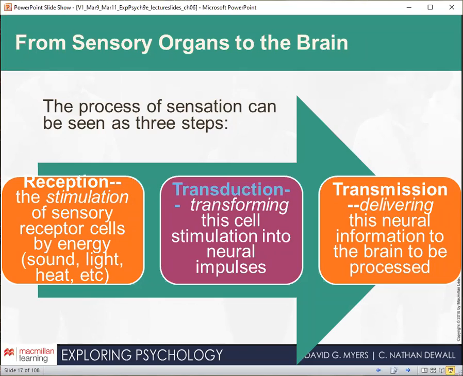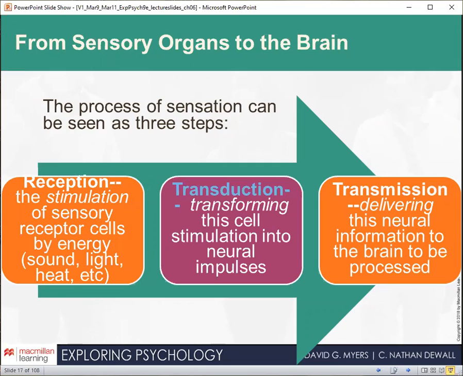And this is how do we get from our sensory organs detecting something in the environment to our brain perceiving something. First, we start off with reception: the stimulation of sensory receptor cells by energy. It can be sound, light, heat, etc. Some sort of stimulus out in the environment, out in the world. And we have the sensory receptor cells in order to detect them. All right, so we receive them. Once we go to those specialized sensory receptor cells, then a very important process, transduction, occurs.